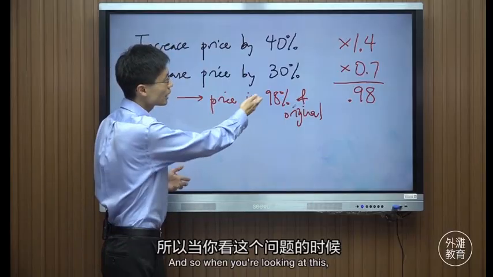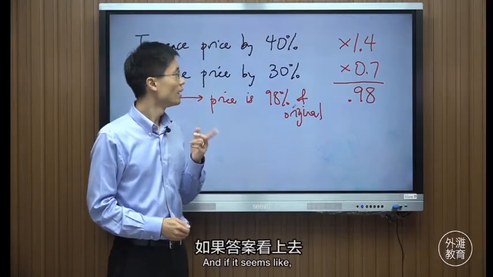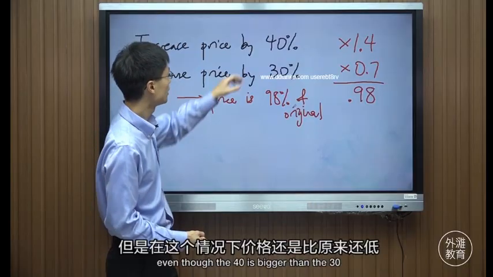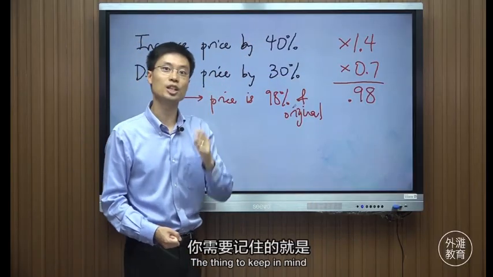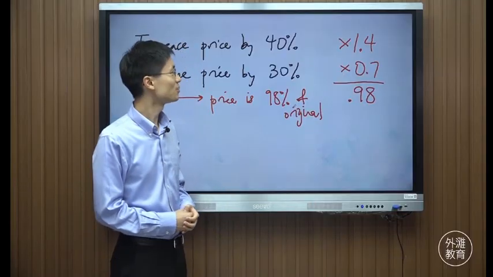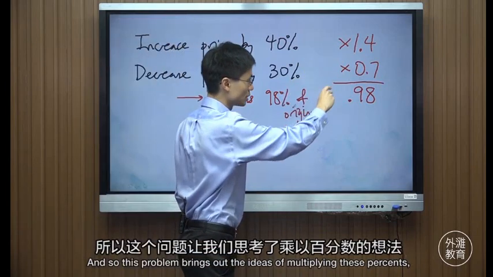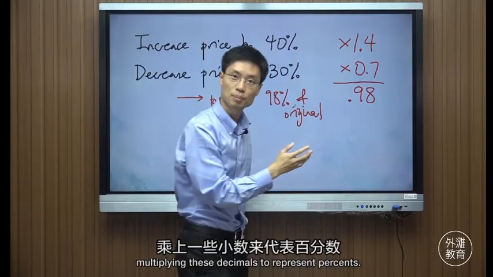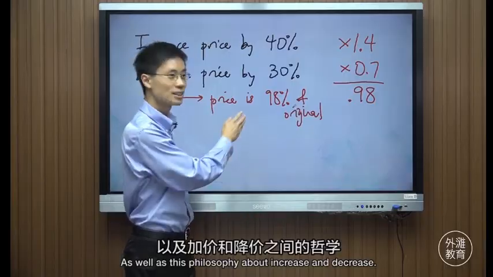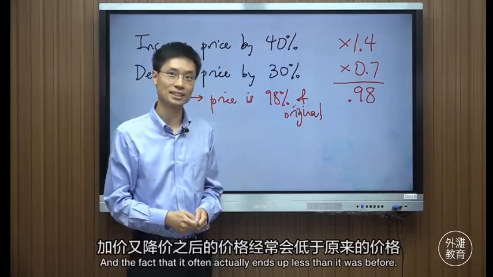And so when you're looking at this, one way you want to work on problems is to check to see if the answer makes sense. And in this case, it seems like the price is lower than it was before, even though the 40 is bigger than the 30. The thing to keep in mind is that the power of the decrease is much bigger than the increase. And so this problem brings out the idea of multiplying these decimals to represent the percents, but I wanted to review the 98, which comes very often, as well as this philosophy about increase and decrease, and the fact that it often actually ends up less than it was before.